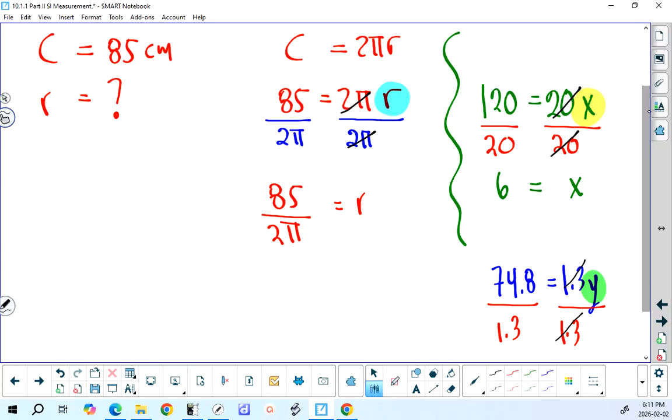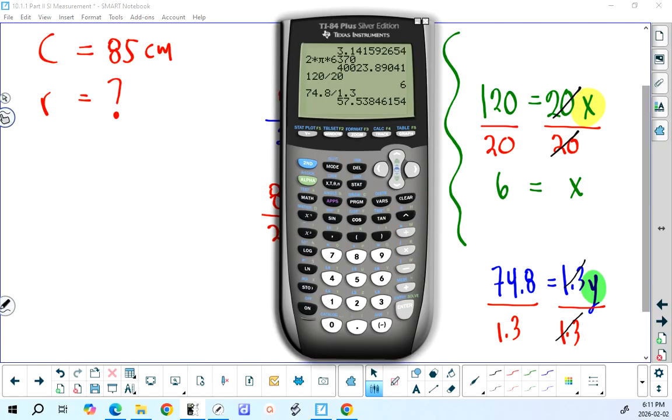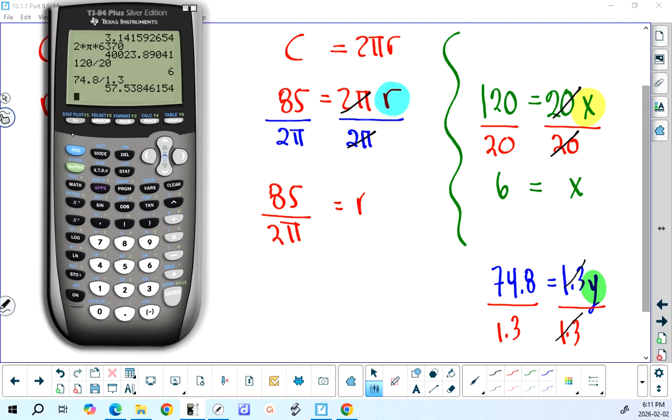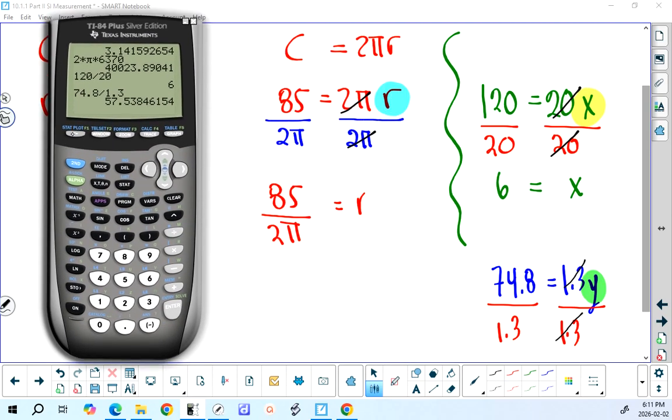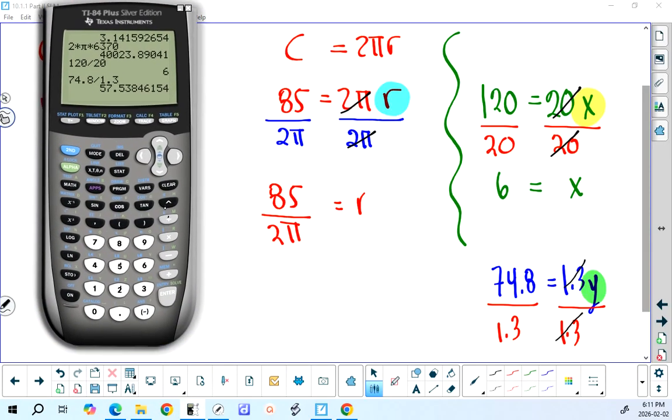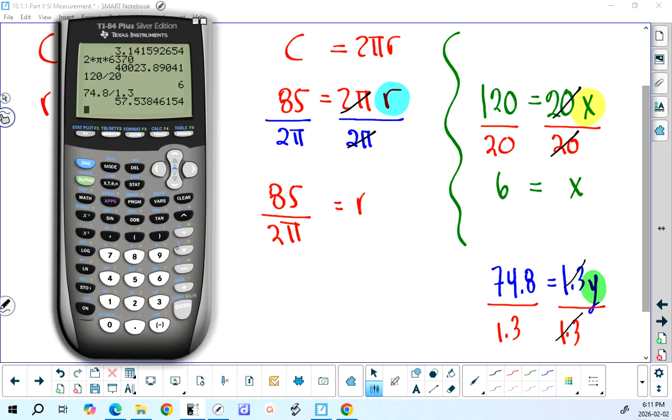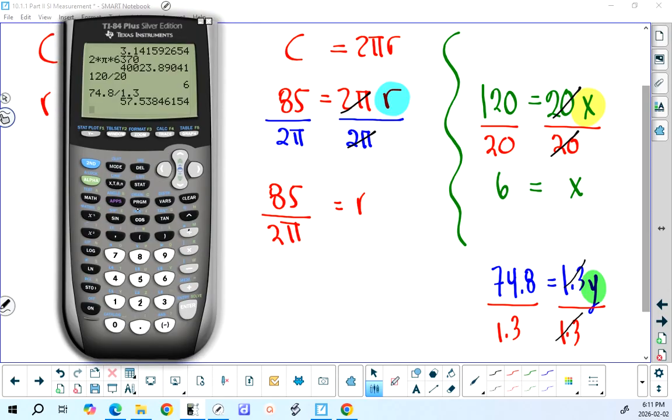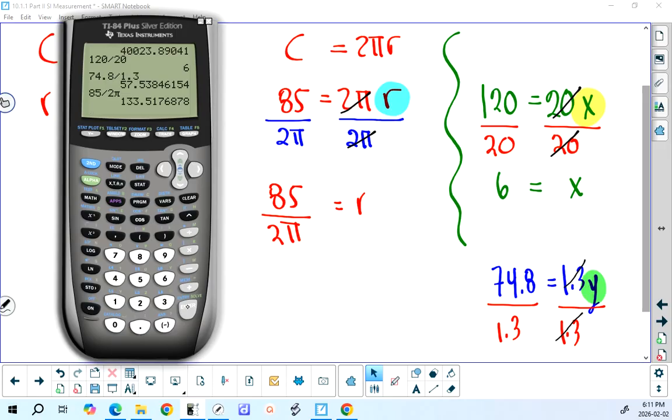Well, I suspect that many people, maybe everybody, and I know this from experience, would have entered 85 divided by 2, then pi. Let me get that cleaned up. I suspect that people would have gone 85 divided by 2 pi. And I will tell you right now that this is the wrong answer. The answer is not 133.5.